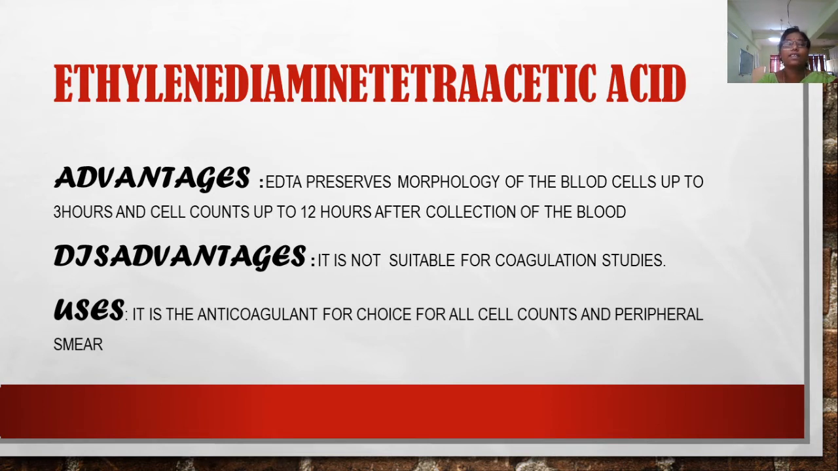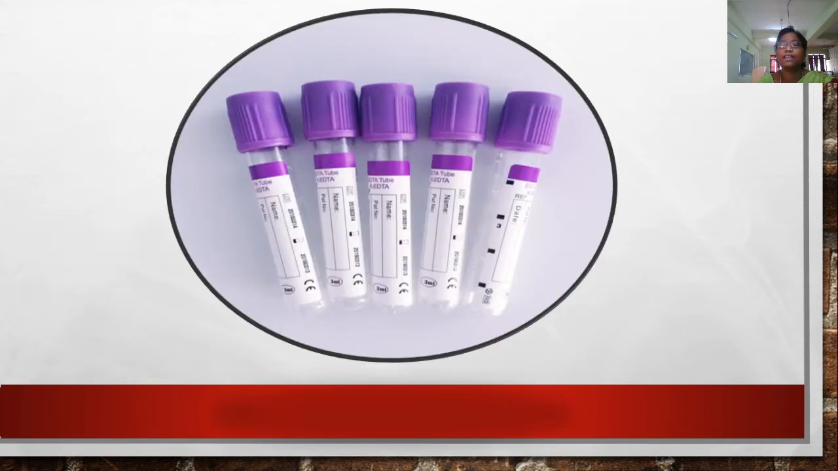Now, what are the advantages? When we collect the blood, the EDTA tubes preserve the morphology of cells up to 3 hours and cell count up to 12 hours. Disadvantage: it is not suitable for coagulation studies because it is an anticoagulant. Uses: it is the anticoagulant of choice for all cell counts and peripheral smears. This is about EDTA, ethylene diamine tetraacetic acid. These are the EDTA tubes. The tube has a purple color top.